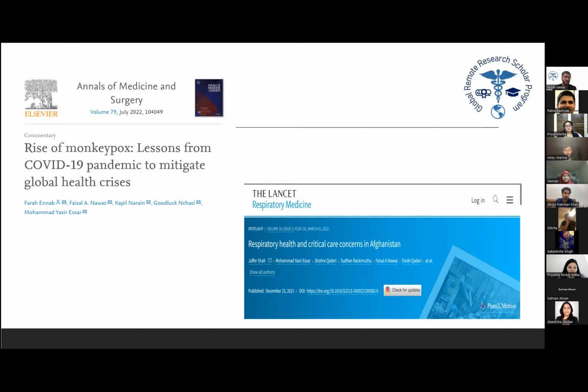So there are two examples here, and these are both published in PubMed index journals of different levels, one in the Lancet Respiratory Medicine. And we looked at a certain topic, for example, the rise of monkeypox, and what are some lessons we could learn from the COVID-19 pandemic to mitigate new global health pandemics. So this did not require any patient data. It did not require any ethical approvals. It simply required structuring a nice commentary piece, which is about 1,000, 1,500 words, and writing it up in a way which is very unique for other researchers to look at.